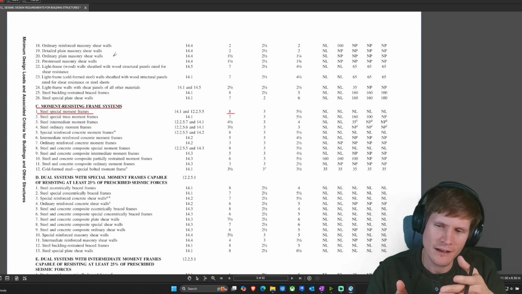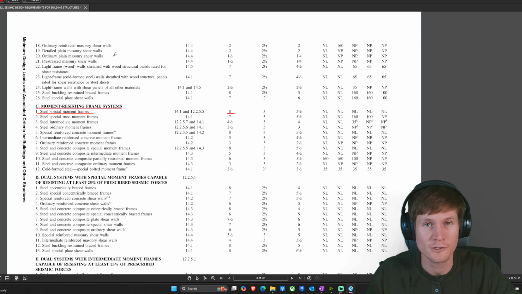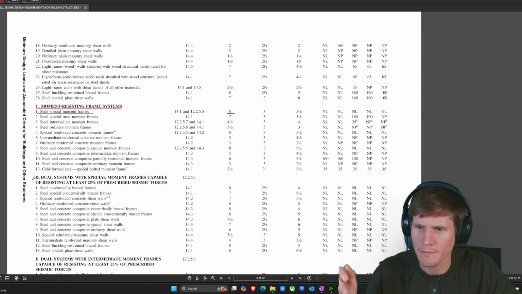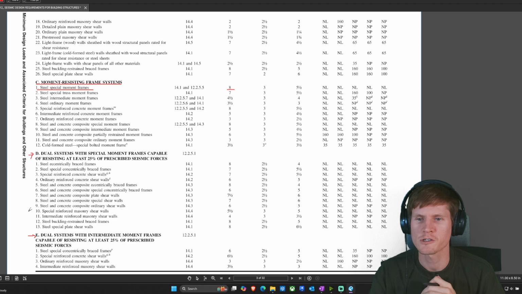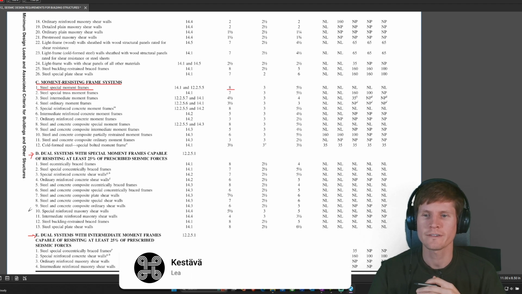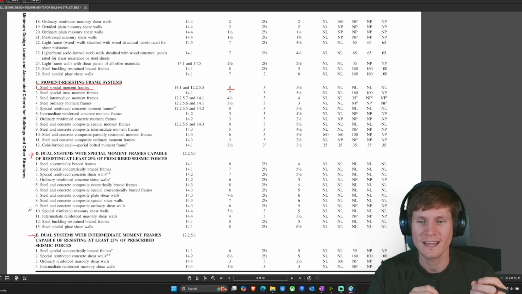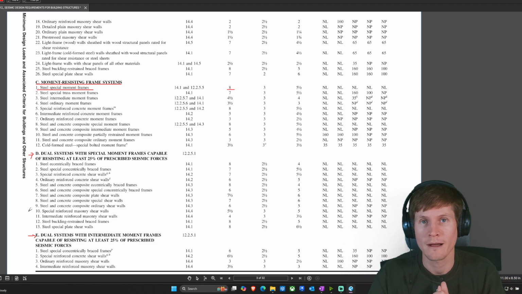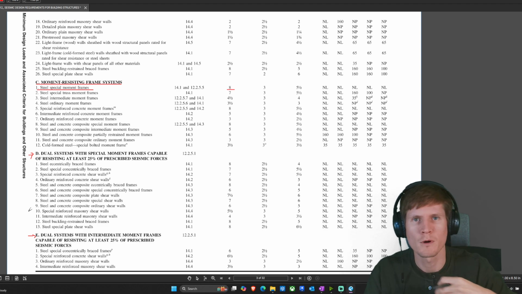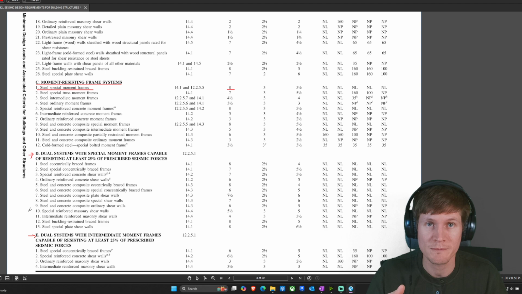Well, if you're savvy enough and you're looking further down on the screen, you'll see that there may be some other sections of interest. Let's talk about them. I'm of course talking about section D and section E. Dual systems with special moment frames capable of resisting at least 25% of prescribed seismic force. Section E is the same thing, only with intermediate moment frames instead of special moment frames. That sounds an awful lot like the system that I was talking about earlier. You have your concrete core with your moment frame system wrapping around the building. Why can't we take advantage of these, or should we be considering these?